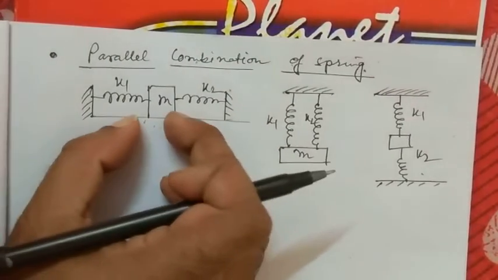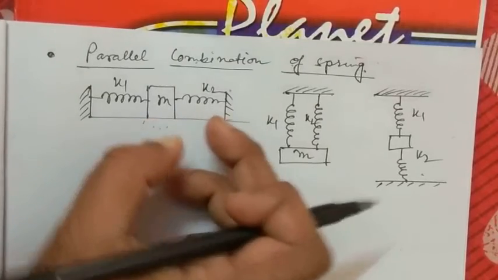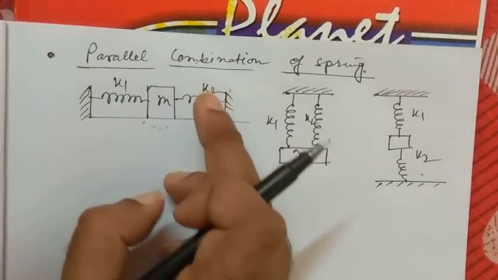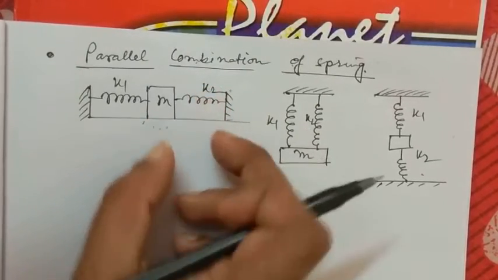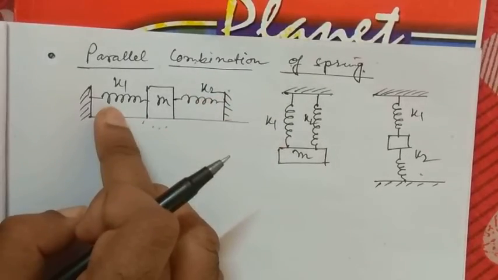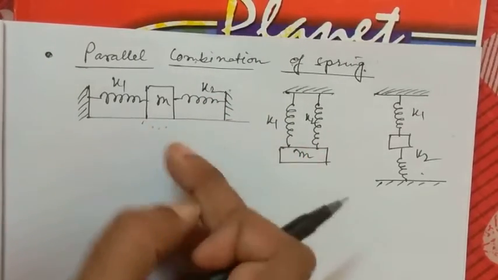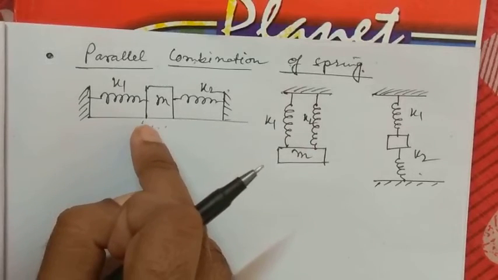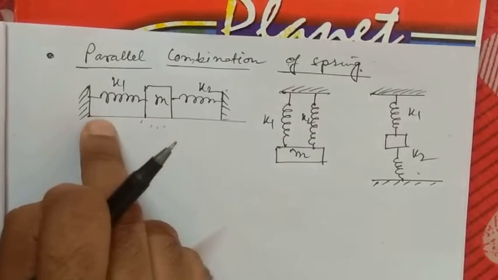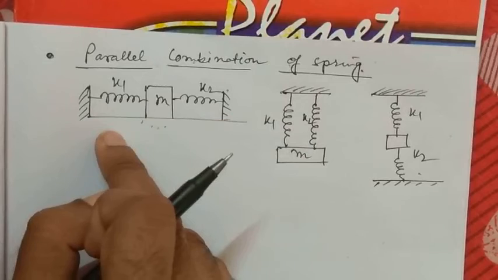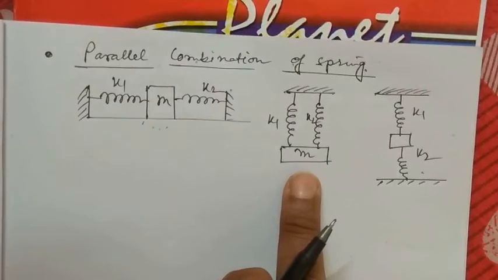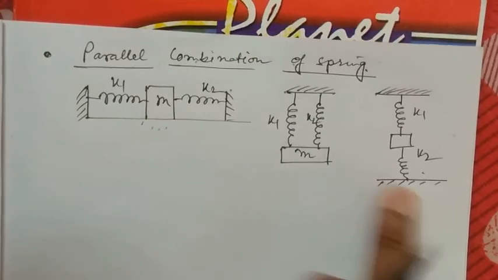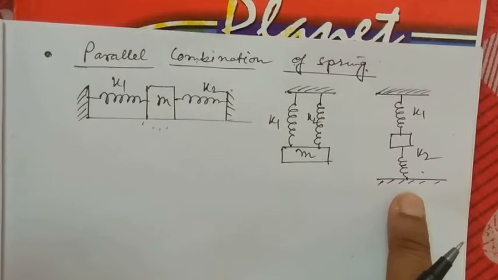That means if we pull the mass m on the right hand side, the spring with spring constant K2, the second spring, will compress, whereas the first spring will expand. When you release, the mass will try to restore its position back to the original position. So the spring K1 will compress, K2 will expand. But in this case, both the springs will expand. In this case also, one expansion, one compression.